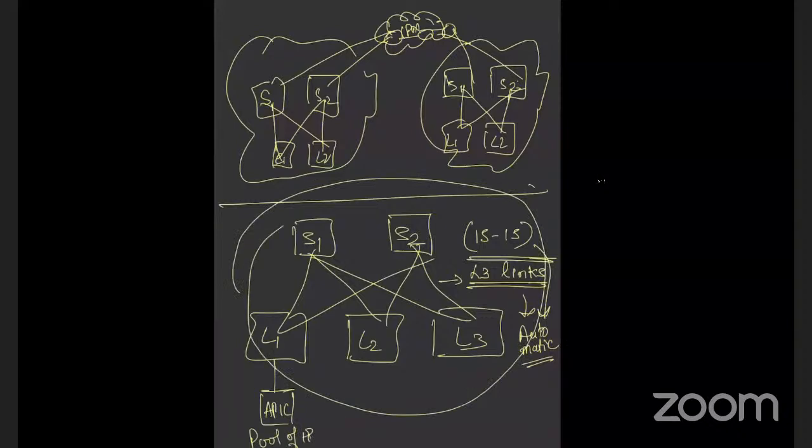Because if you need to have L3 links and do the routing between them, you need an IP on every point, right? So this IP is automatically allocated for you. You don't need to configure it. It will be automatically assigned based on the pool that you give.